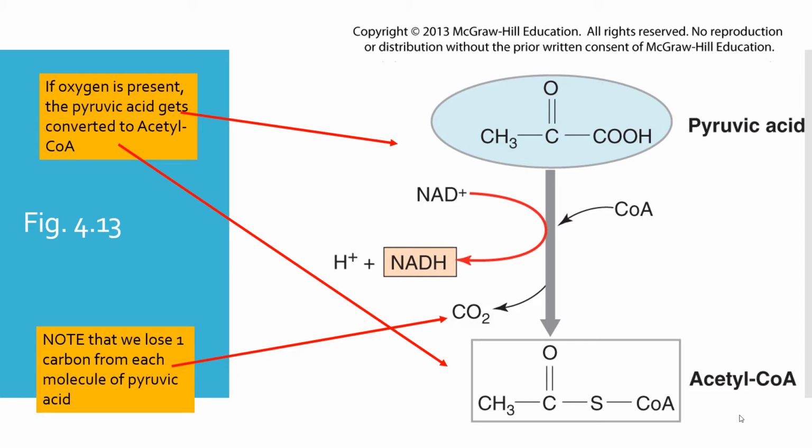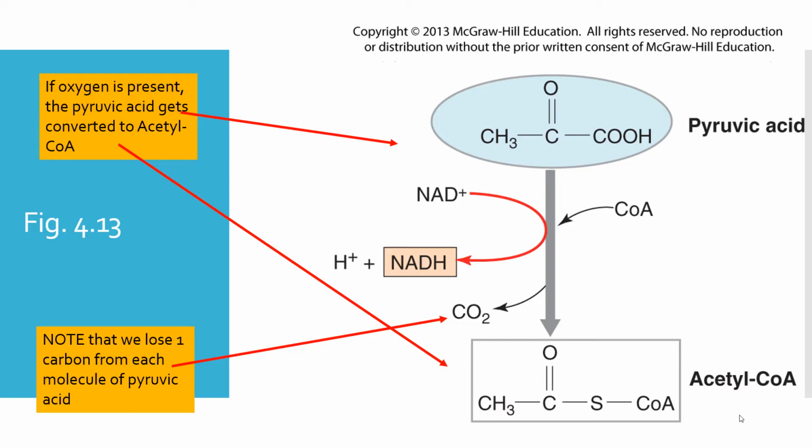So if oxygen is present, those pyruvic acid molecules get converted to something called acetyl-CoA, which stands for acetyl coenzyme A. That's just a funny name for this molecule, but you're going to see this acetyl-CoA show up in a lot of biochemical reactions. That's what this figure is showing, the pyruvic acid being converted to acetyl-CoA. Now, acetyl-CoA is only a 2-carbon molecule. Pyruvic acid is a 3-carbon molecule. So in this process, you lose a carbon.